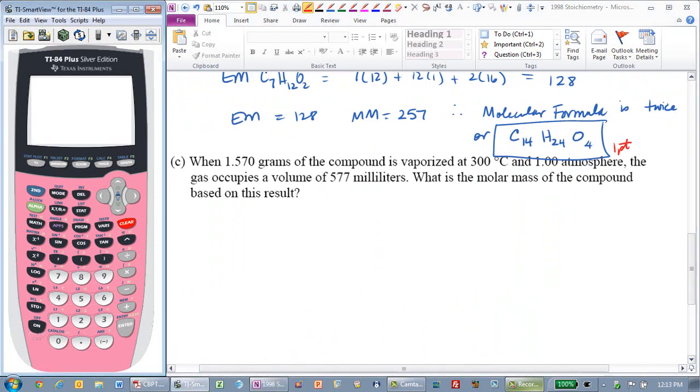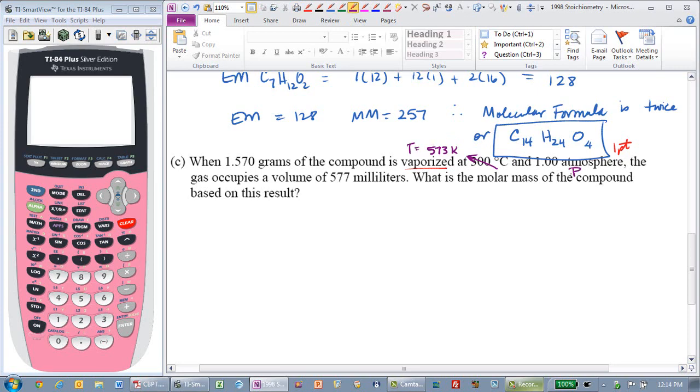Next piece is when 1.570 grams of the compound is vaporized at 300 Celsius. Okay, I don't like 300 Celsius because when you talk about vaporize, you're talking gas law. So I feel a gas law coming on. So I'm going to change that to 573. How did I do that? I added 273 to 300 in my head. So it's 573 Kelvin, so that's my temperature.